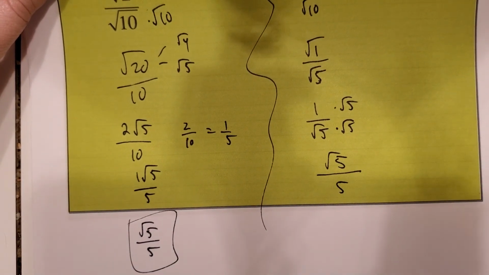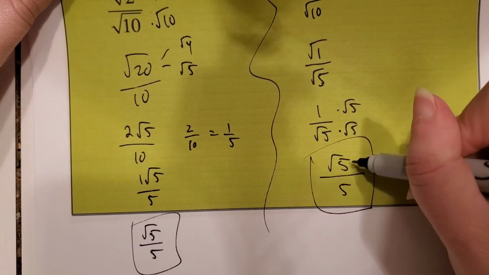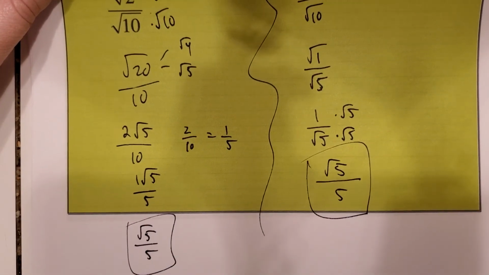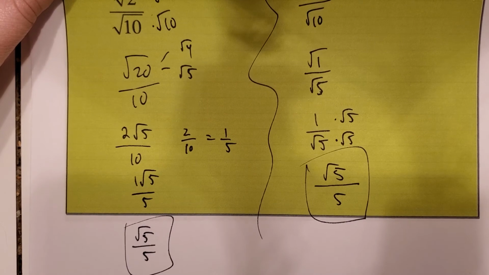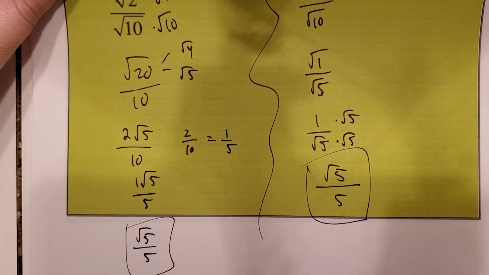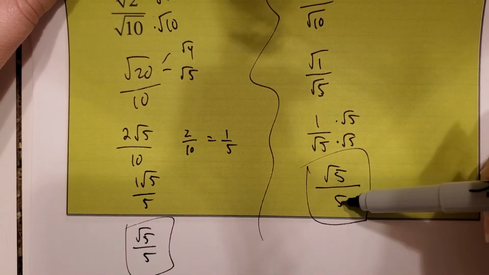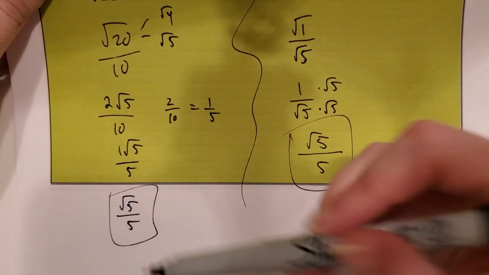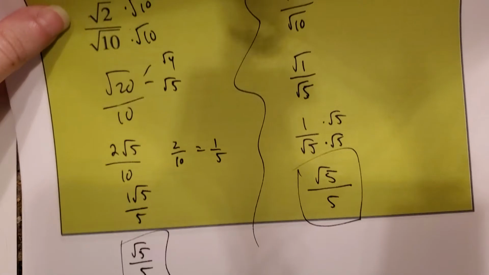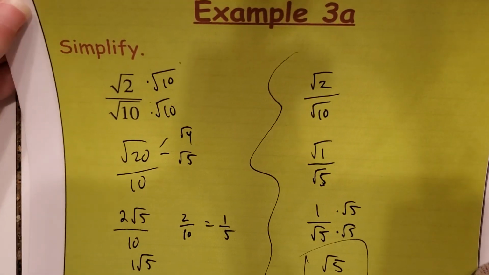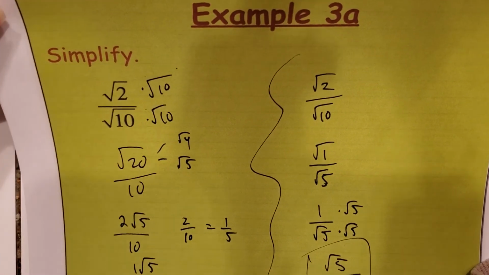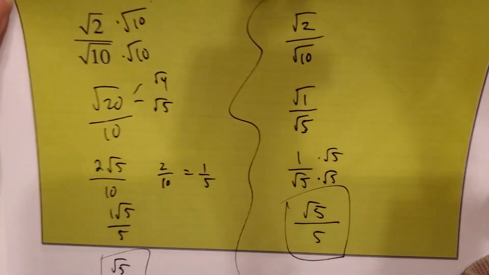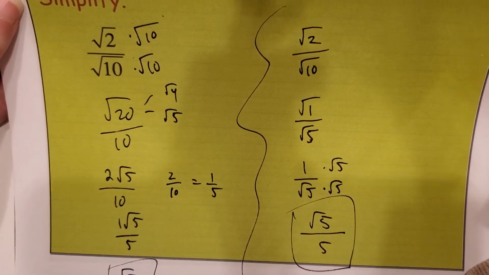Same thing as before. Do not say root 5 over 5 is 1 or root 1 or anything like that. All right? They are not like terms. One has a radical, one doesn't. You have to keep them separate. But we did get the exact same thing that we did before. So again, these are two different methods to do the exact same problem. And you have the choice. All right? It's whichever one you're most comfortable with.